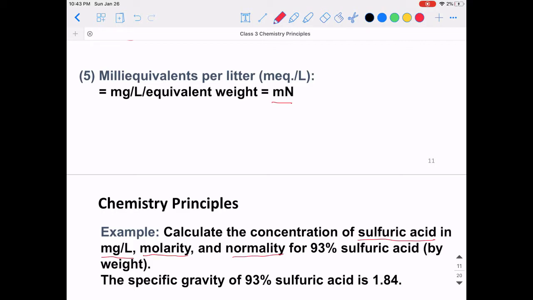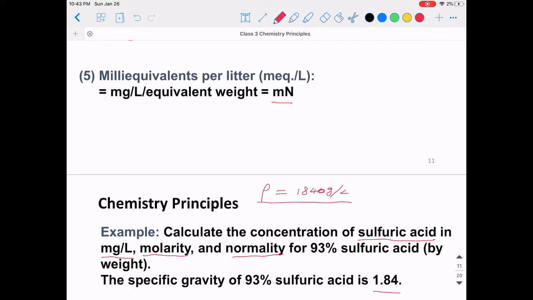For 93% sulfuric acid, the remaining 7% is composed of water. It has a specific gravity of 1.84. What this means is that the density of this solution is 1840 gram per liter. Because we know that the specific gravity is in terms of water, and water has a density of 1 kilogram per liter, the density of the sulfuric acid solution is going to have this value here.